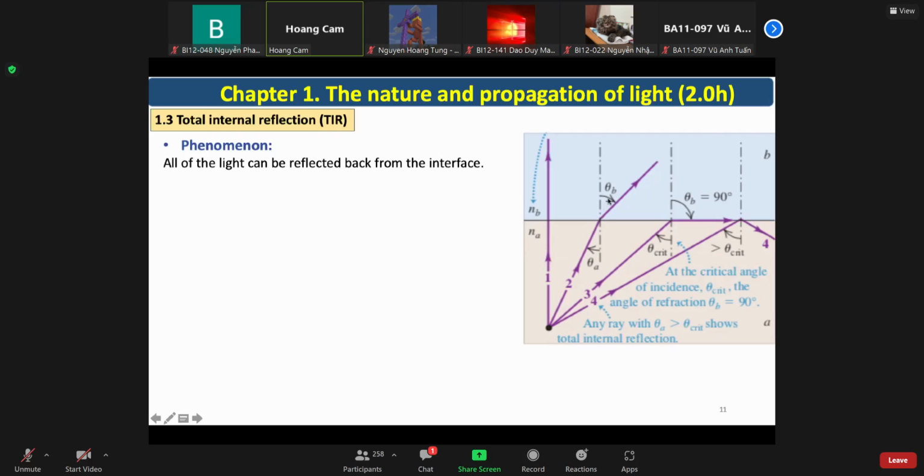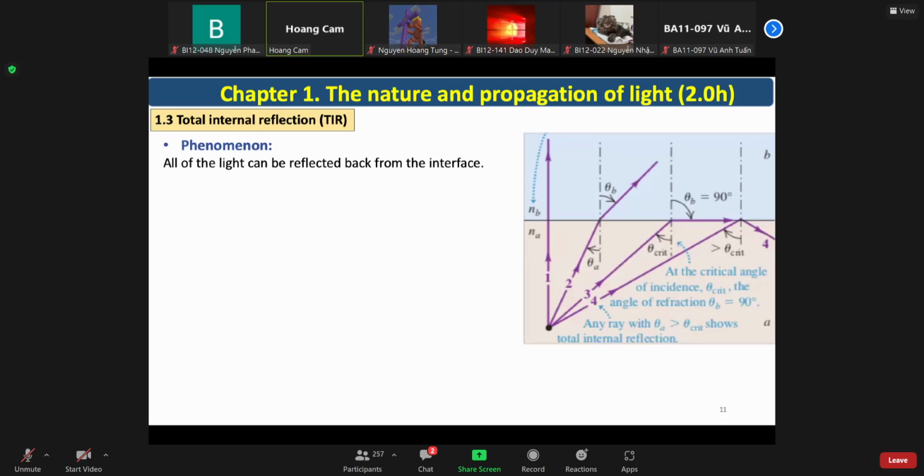So the NB here, with this direction, we got theta B larger than theta A, as they drew already. Remember, theta B is the angle of refraction, and theta A is the angle of incidence. So we can deduce that NB is smaller than NA from Snell's law.